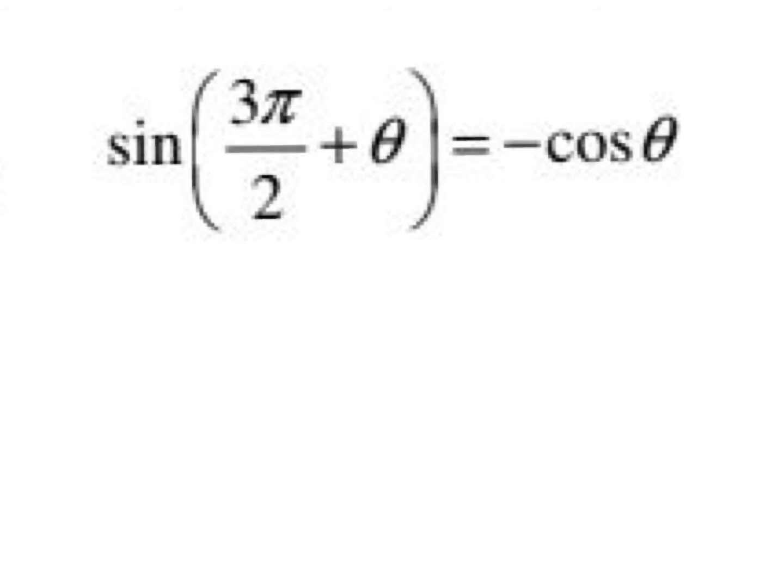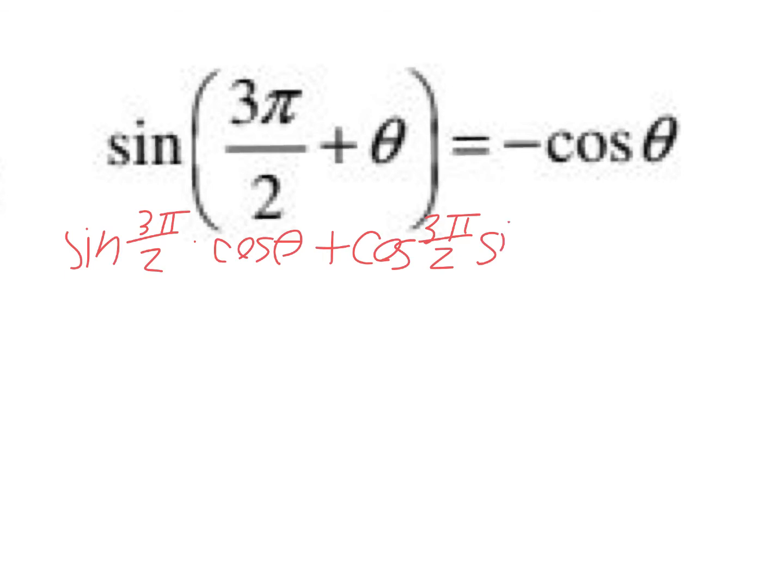We want to prove that the sine of 3 pi over 2 plus theta is equal to negative cosine of theta. So we're going to use our sine rules, or the sum and difference of sines, such that the sine of 3 pi over 2 times cosine of theta, plus, because we keep the same operator, the cosine of 3 pi over 2 times the sine of theta is equal to the negative cosine of theta.